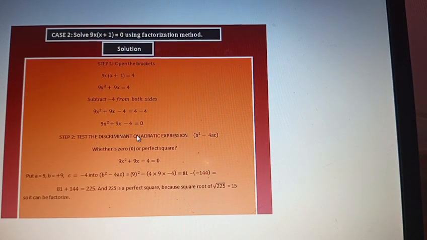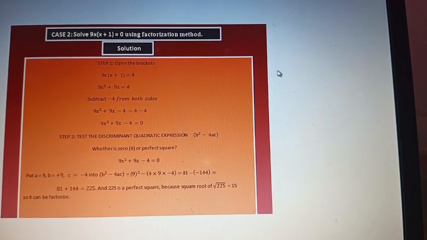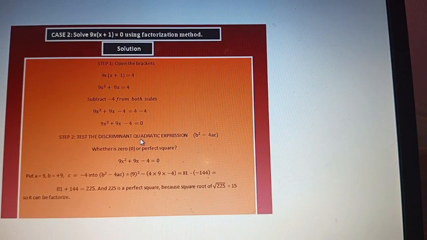Step 2. Test the discriminant, the quadratic expression b squared minus 4ac, whether it's 0 or a perfect square. Now, at this point, our a is 9, our b is also 9, and our c is minus 4. Then we put a equals 9, b equals plus 9, and c equals minus 4 into b squared minus 4ac.